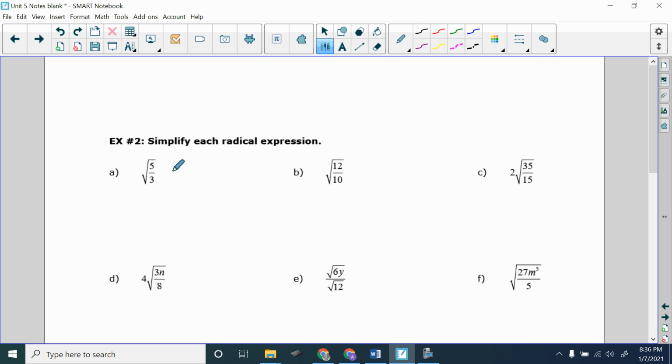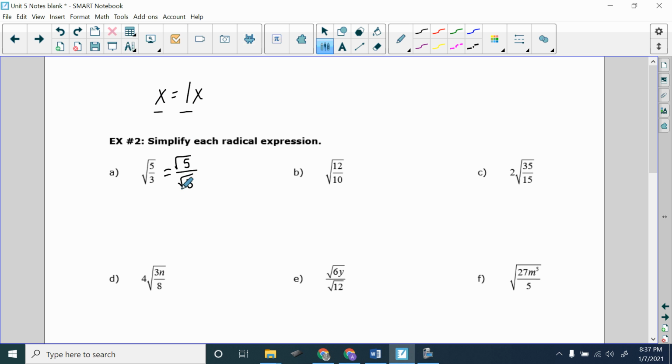So same idea, we're going to take that and we're going to separate it. Square root of 5 over square root of 3. So this is not a perfect square, but I cannot have a radical in the denominator. So the only thing you can do to an item to not change it is multiply it by 1. So I need to multiply this by 1 to keep its integrity, right?